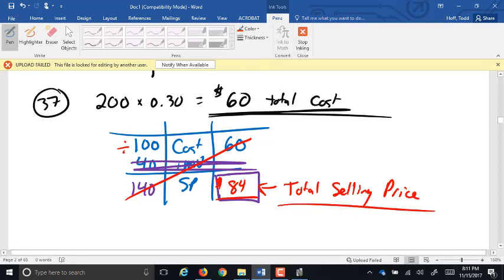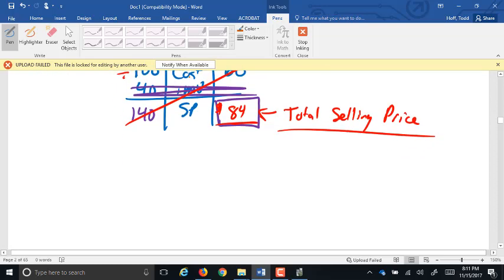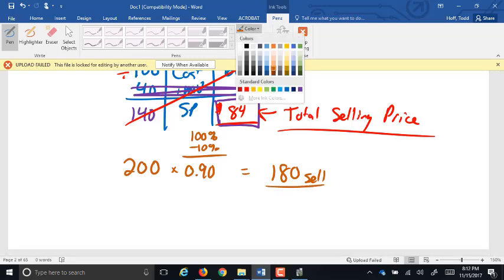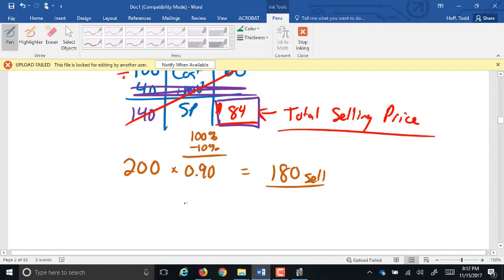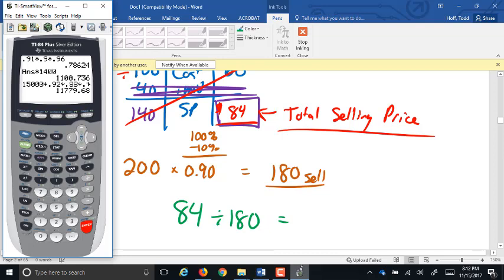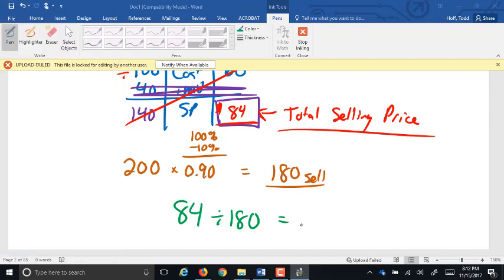So then we need to figure out how many are sold. There are 200 bagels produced, 10% spoil, which means 90% are sold. So 100% minus 10% gives us the 90%. Means 180 will sell. So the price each is $84 divided by 180, which is 47 cents.